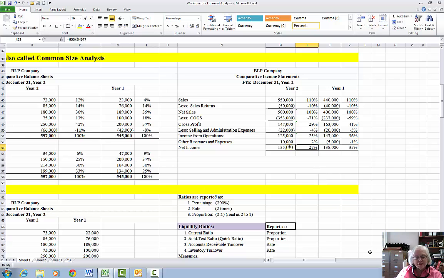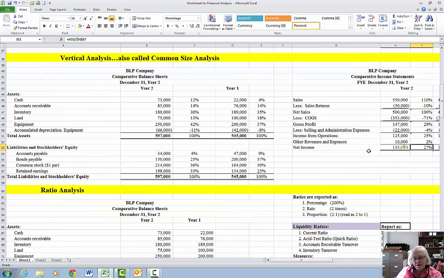Okay, that takes care of horizontal and vertical analysis. The common size just means the financial statement is all in percentages. Okay, come back for ratios.